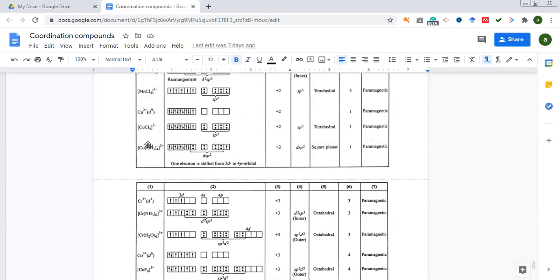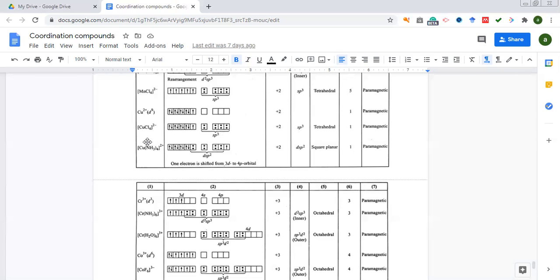In both, the coordination number is 4. In both cases, copper is required to provide 4 vacant orbitals. So in the first case, chlorine is a weak field ligand, so that is why one 4s and three 4p orbitals are intermixing or hybridizing, resulting in a tetrahedral geometry, and then it has one unpaired electron, so the magnetism is paramagnetism.